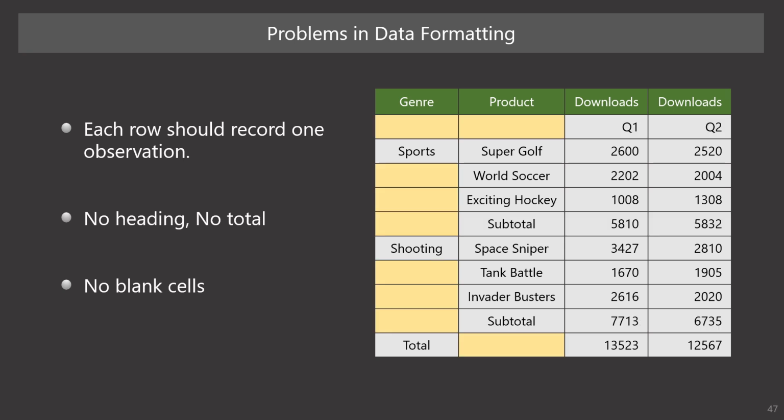Another problem in this dataset is that it contains some blank cells. Python recognizes blank cells as missing data. So, for instance, Python cannot recognize world soccer and exciting hockey as a product of sport game. Instead, the genre of this data is unidentified, and thus Python cannot aggregate data by genres. So, we should fill in all rows in the genre column.